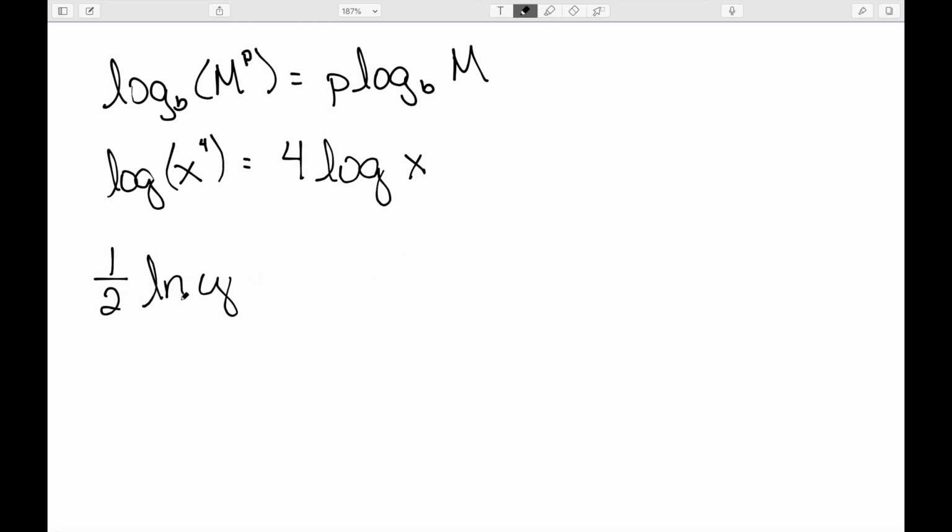Another example, 1/2 ln of y. In this case, I want to go the other way. I want to bring the exponent up. So this is ln of y to the 1/2 power. And a 1/2 power is the square root, so I could also write this as ln of the square root of y.